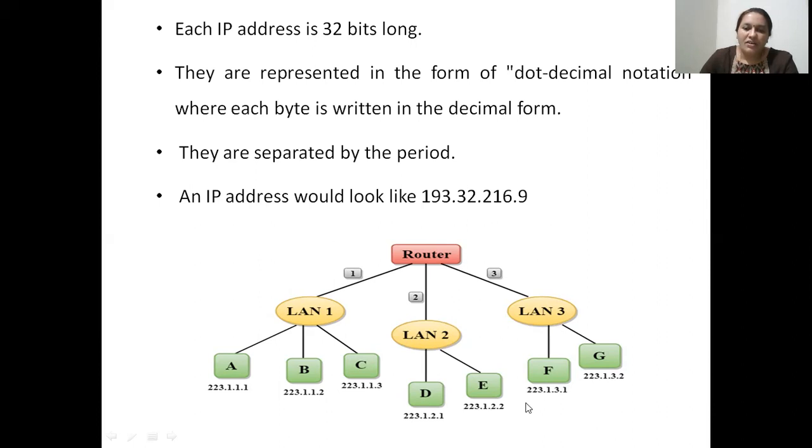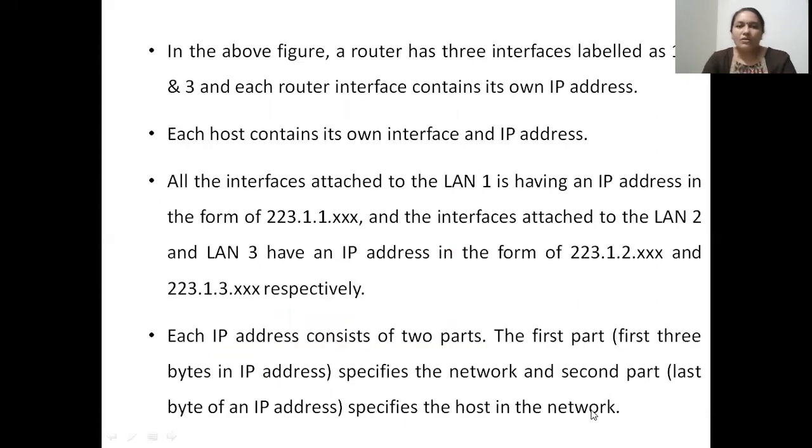Similarly, F has the IP address 223.1.3.1, whereas G has 223.1.3.2. So here, there are 3 interfaces in the diagram for the router, and they are labeled as 1, 2, and 3. Each router interface will contain its own IP address. And each host will contain its own interface, and each interface will have its own IP address.